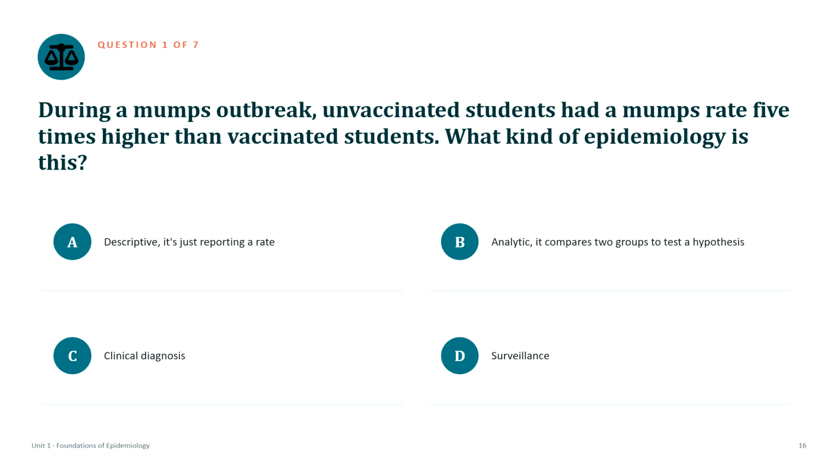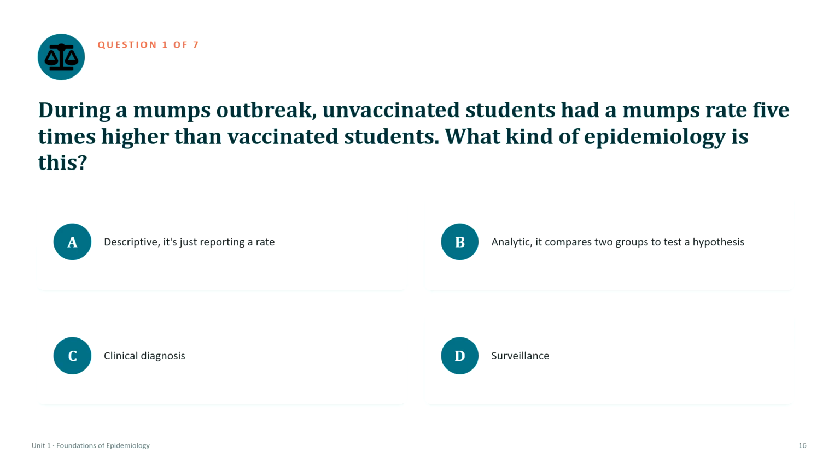Question 1. During a mumps outbreak, unvaccinated students had a mumps rate 5 times higher than vaccinated students. What kind of epidemiology is this? The correct answer is B. The moment you compare a rate between two groups, vaccinated versus unvaccinated, to test whether an exposure is associated with risk, you have crossed from descriptive into analytic epidemiology. Simply reporting that 12% of students got mumps would be descriptive. Comparing that rate across two groups to test the hypothesis is analytic.